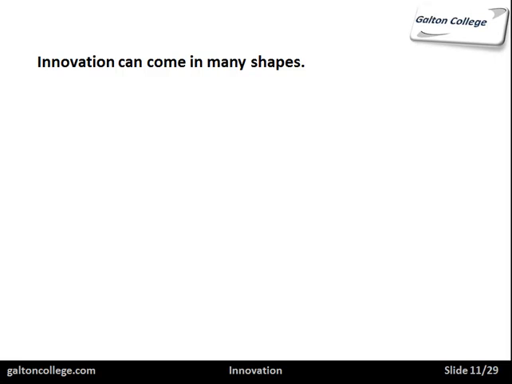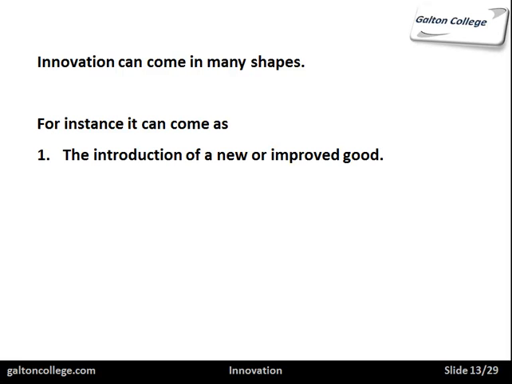Innovation can come in many shapes. For instance, it can come as the introduction of a new or improved product. So it can be a brand new product or an improved product, either of which constitutes innovation, providing it meets customer requirements. Otherwise, it's just a change product which has failed. Successful products meet customer requirements and survive in the marketplace.